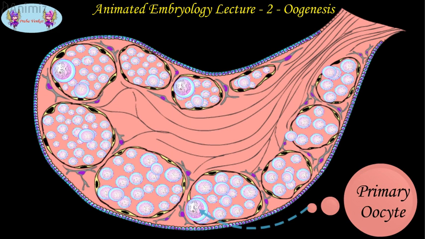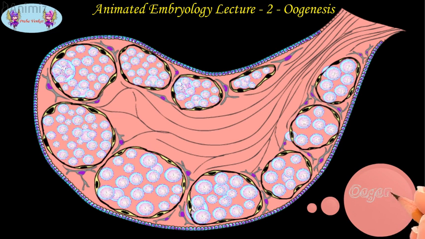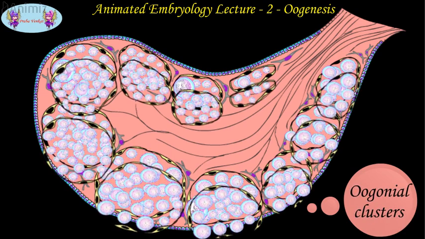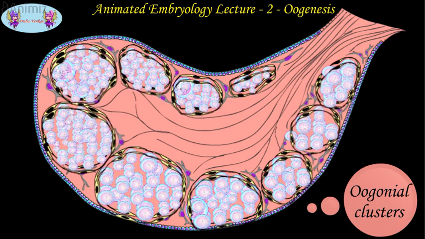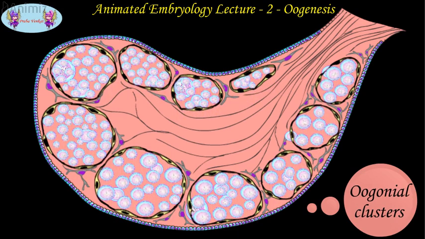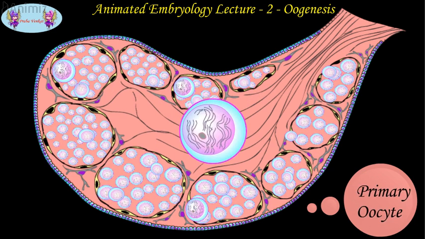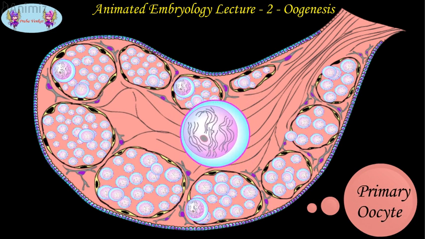On the screen, what you are seeing is a section of an immature ovary at the end of the third month of intrauterine life of a female embryo. Here, you can very well appreciate the developing ovarian cortex with clusters of oogonia surrounded by flat follicular cells. Also, you can see some primary oocytes in the cortical region.